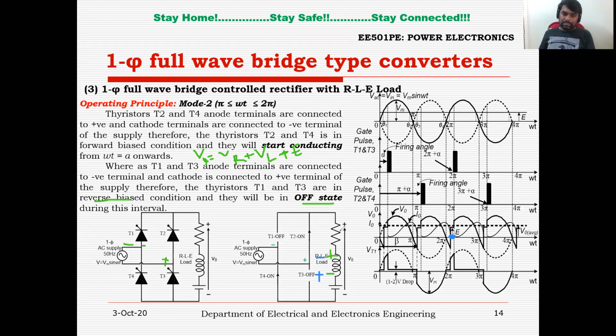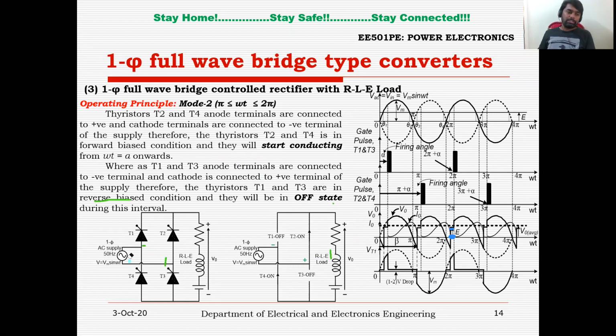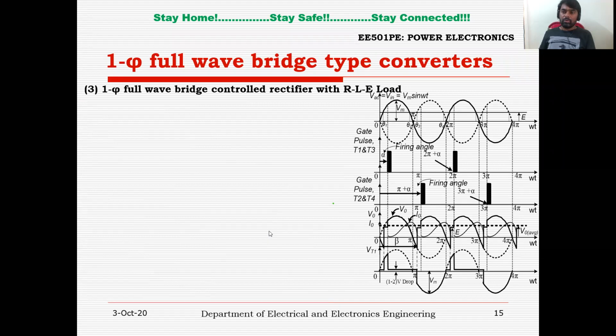So the load consists of only the battery, because if there is zero current through the resistance as well as inductance, VR will be 0, VL will be 0. You will be left with only the battery voltage, which is what you can see here. Whenever all the thyristors are in the off condition, the load will have the battery voltage, but it is not having any current, right? Because there is no closed path for the current.